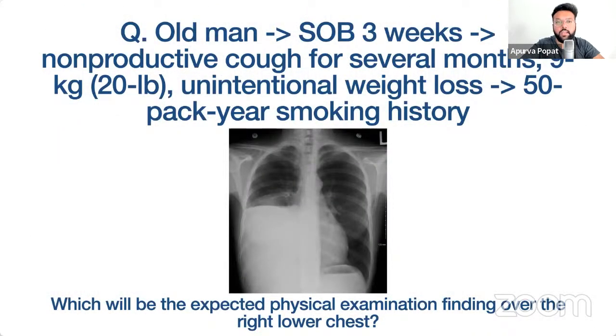Okay, now think and tell me, what is this? Even a Marfan patient can have this. An old man is having shortness of breath for 3 weeks. He's having a non-productive cough for several months, 9 kg weight loss, 50 pack-year smoking history. First of all, tell me, what is on the right side? What's your diagnosis on the right side? Think and tell me.